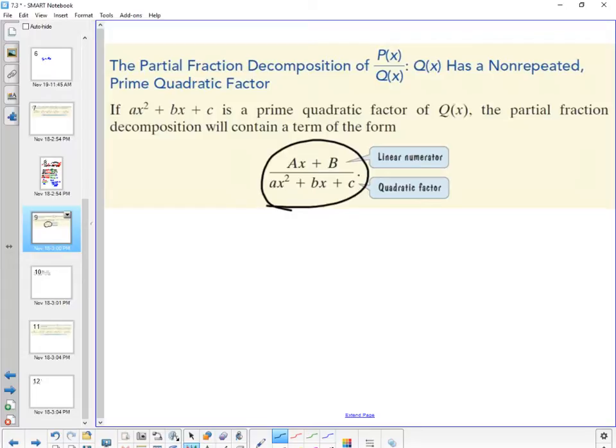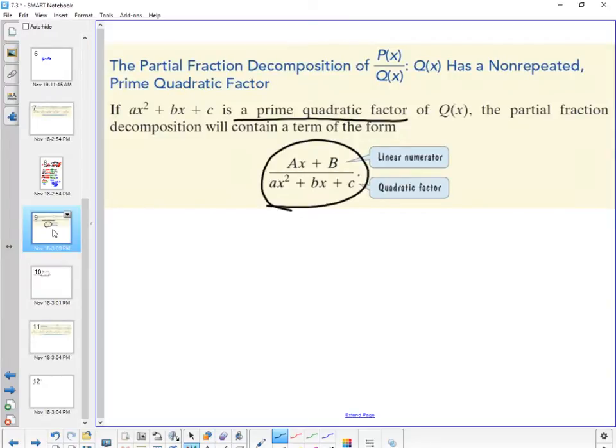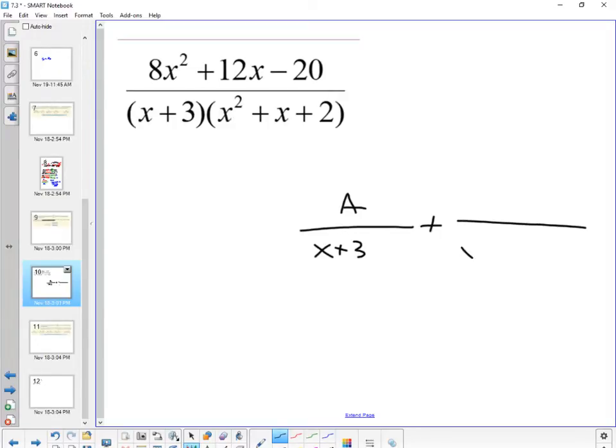I want to give you this rule first because we needed to do this problem. Here's what the rule says. If you have a prime quadratic, which is what this is, we just checked it, right? That means its partial fraction decomposition must take on the form of ax plus b. The numerator has to be linear. What does that mean for us? When we're doing this problem, it will look like A over x plus 3 plus the quadratic x squared plus x plus 2 denominator. It must be linear, right? So we already got A, which means Bx plus C.